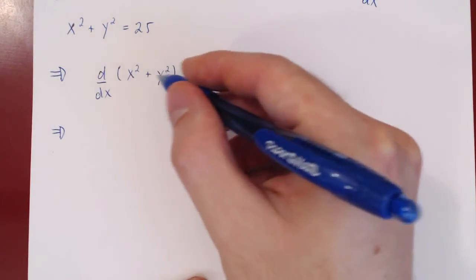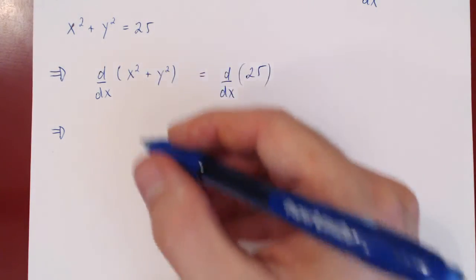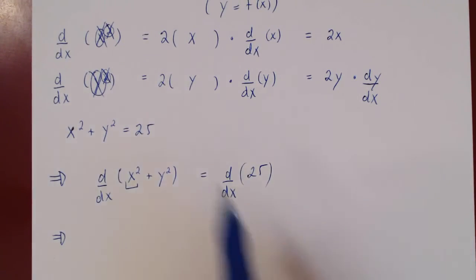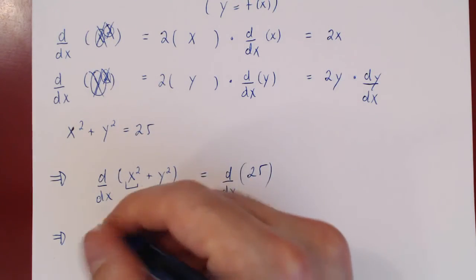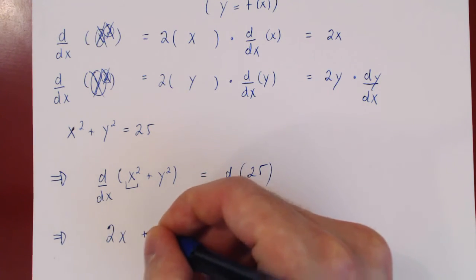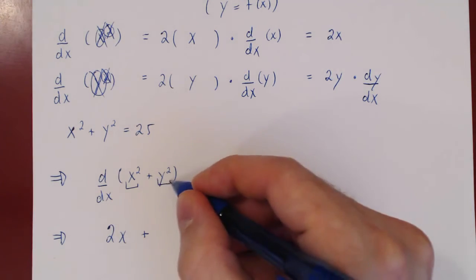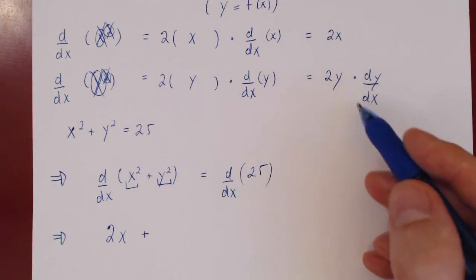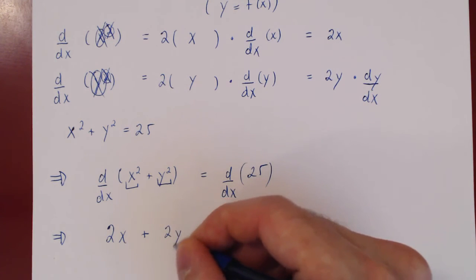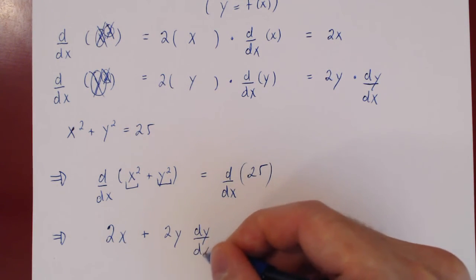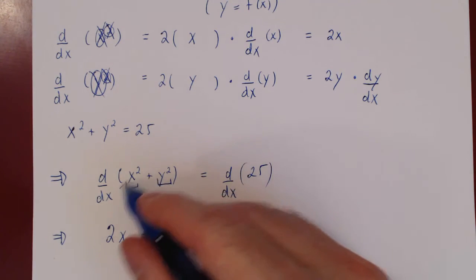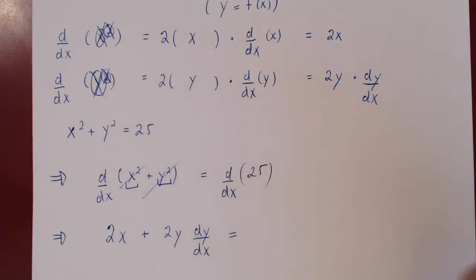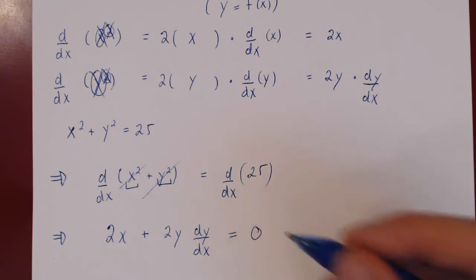The derivative of a sum of two functions is the sum of the derivatives. So this will be the derivative of x squared with respect to x, which we have just found before is simply 2x, plus the derivative of y squared with respect to x, which we have found to be 2y times dy over dx. And that takes care of the derivative of the left-hand side. And this is equal to the derivative of 25. 25 is a constant, its derivative is 0.